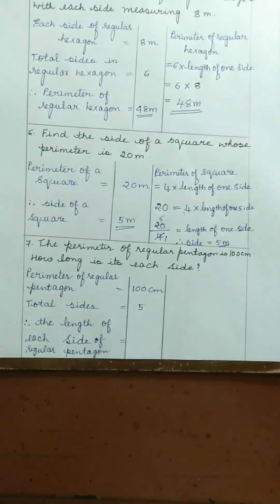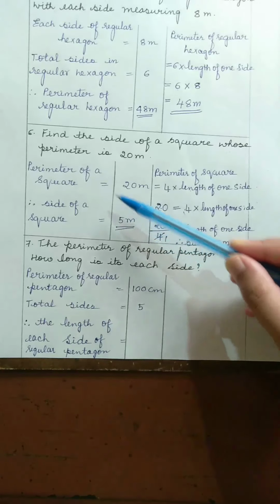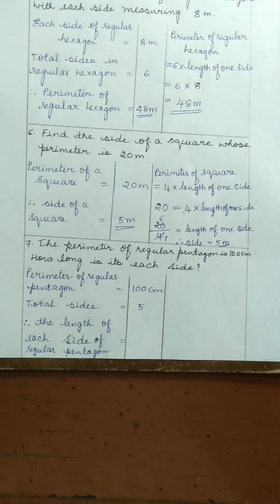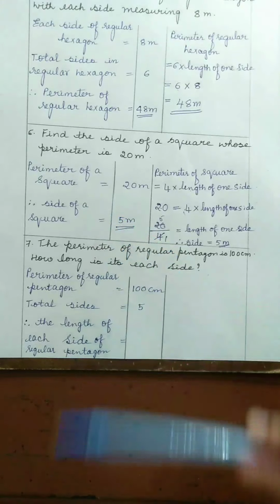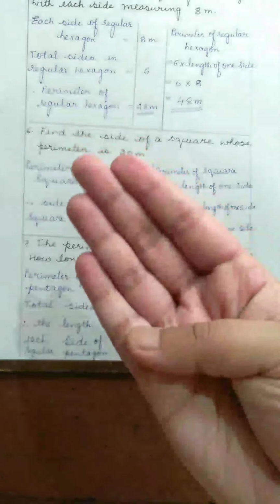So, children, we can verify whether the side of the square, 5 meter, is correct. We know that the perimeter of a square is 20 meter. Perimeter we are obtaining by adding all the 4 sides. So, the length of one side of the square is 5. Therefore, a square has 4 sides: 5 plus 5 plus 5 plus 5.